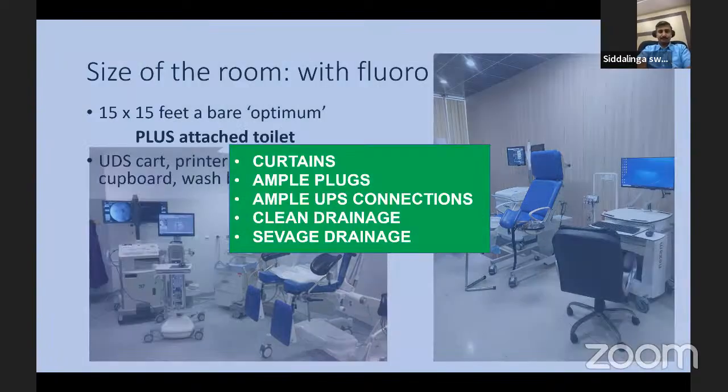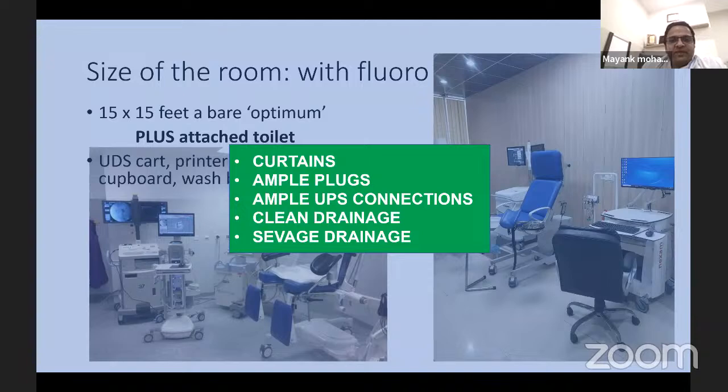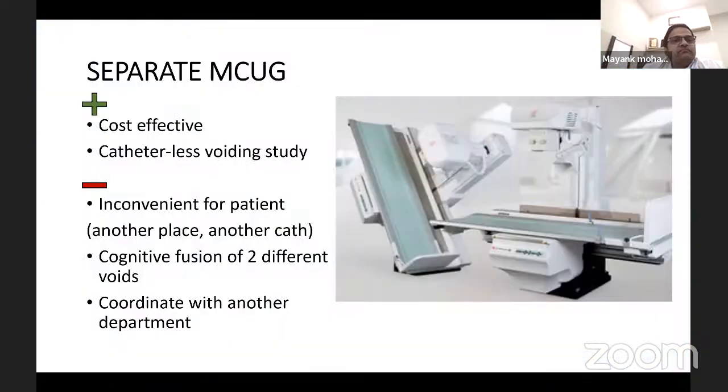You should have enough space for privacy, curtains. There should be enough number of plugs, ample UPS connections, because suddenly the light goes and your machine goes off without a UPS. So it will be a bad thing. Obviously, you should have a separate provision of clean drainage and sewage drainage.